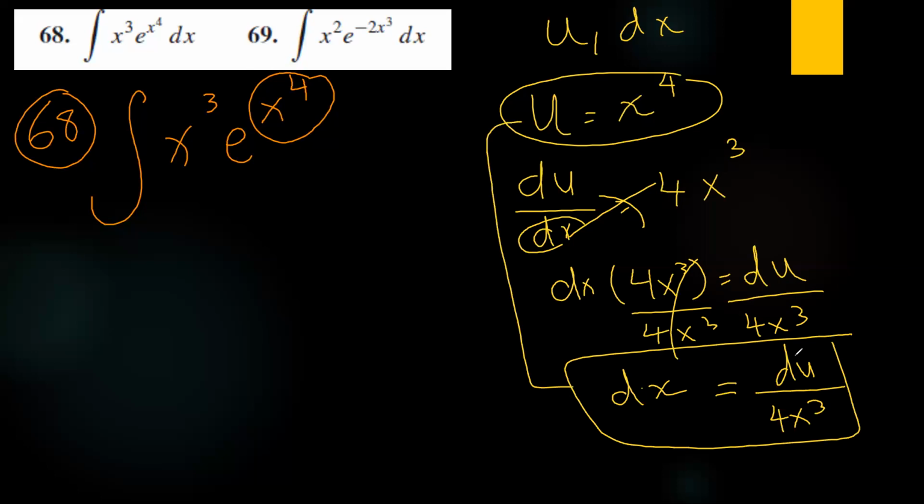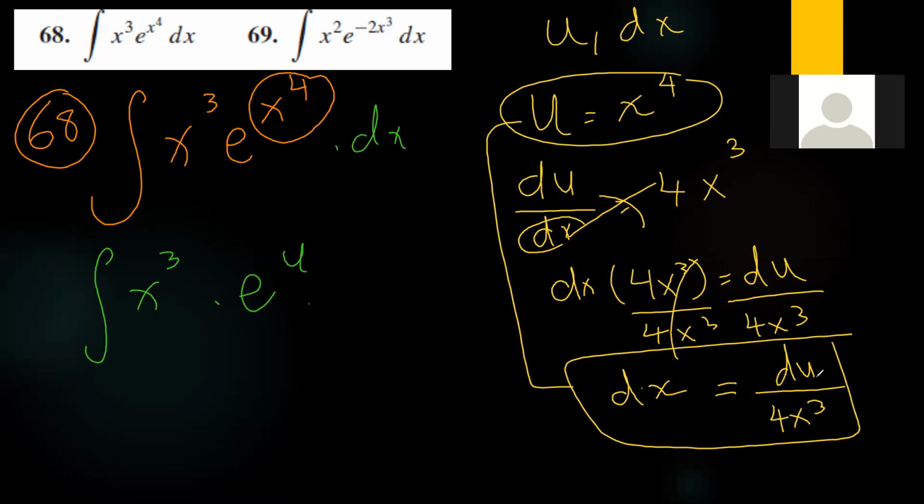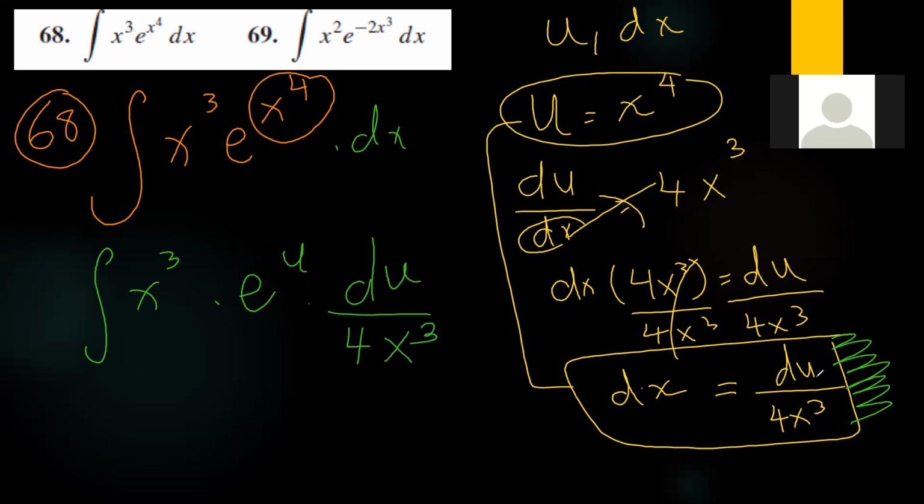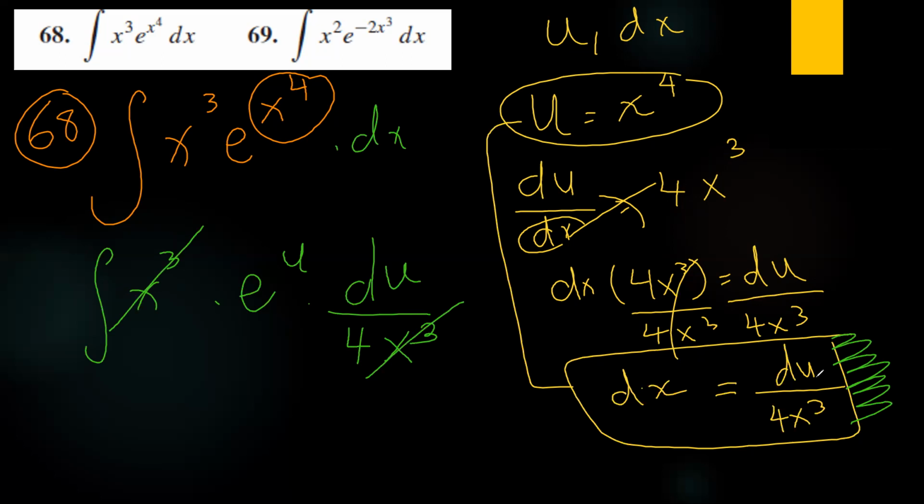After we have these two things, let's come back to integrate. Integration of x cubic, now e, but instead of writing x to the power 4, you have to write u. So I have e to the power u times dx. Where's dx? This is dx. It is du over 4x cubic. As you see now, I used du to cancel x, because I cannot have u and x in the same integration.